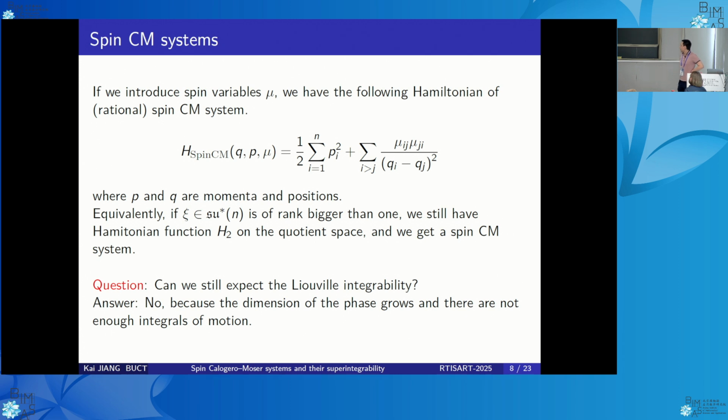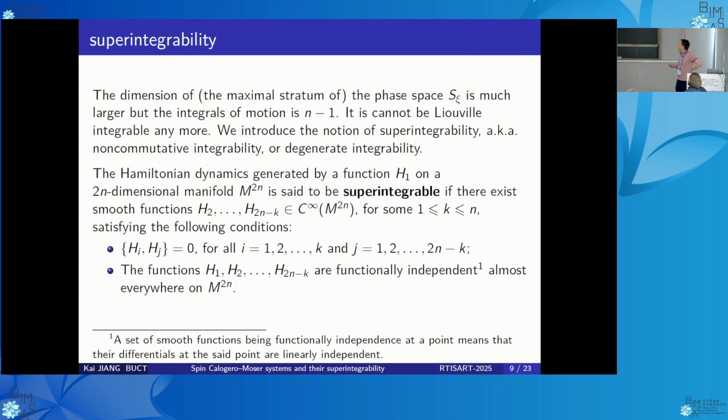So how can we describe this spin Calogero-Moser system? We should use the notion of superintegrability. So what is superintegrability? There are several definitions. In fact, superintegrability was defined in 1972 and 1978, and it has a long history. At the beginning, it came from dynamical systems.